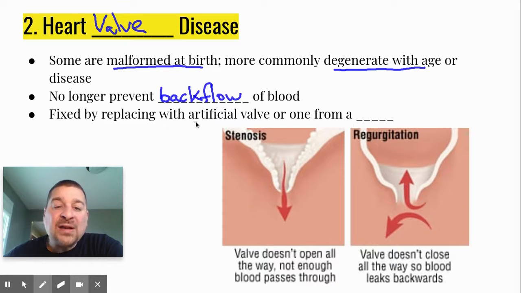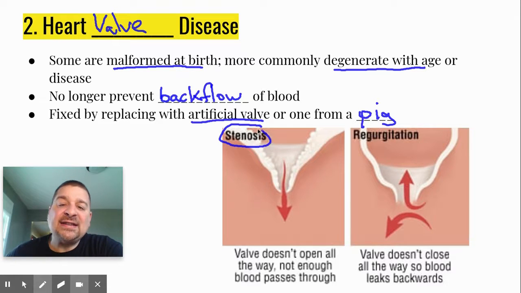We can fix that by using an artificial valve. I had one student a while ago that had metal valves. I wanted it to be real quiet when we were taking a test. You'd hear tick, tick, tick, tick. You could hear the valves clicking in his heart. Or sometimes we may even get the valves from a pig heart, because they're very similar to ours.